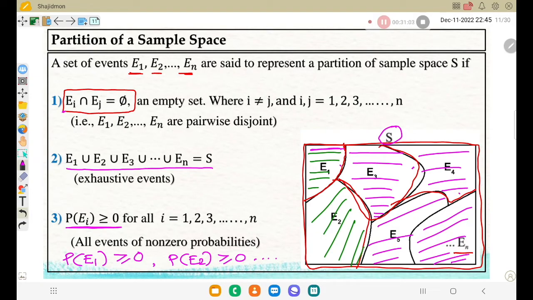Probability of E3 should be greater than or equal to 0. Like that. Okay. So a set of events E1, E2, E3 up to En is said to represent a partition of a sample space, means it should satisfy the first condition, second condition and third condition. Just remember this idea. Okay.